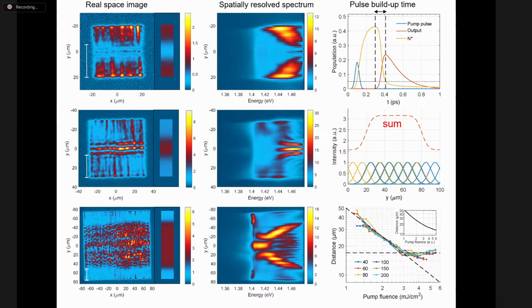And another thing is that we also studied this effect as a function of pump fluence, and we found a similar relation, that this pulse build-up time follows the conventional laser theory.